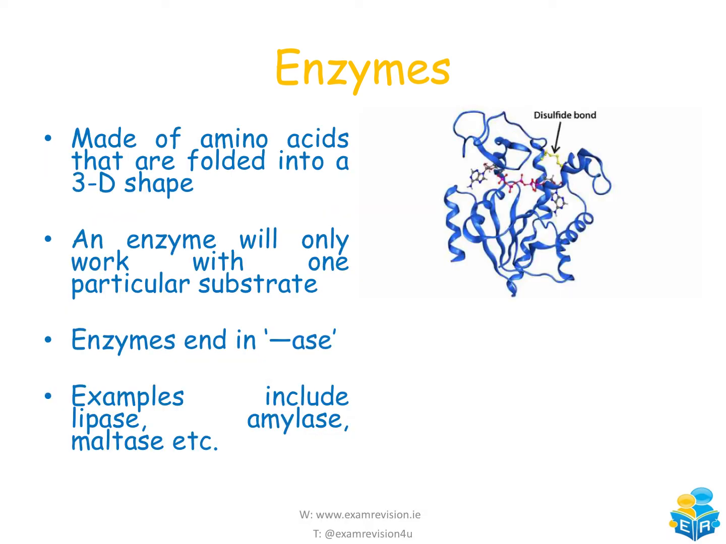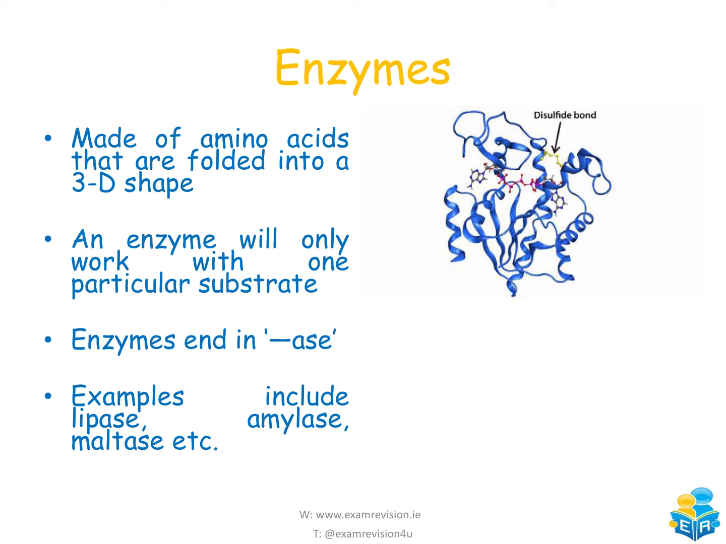Now our enzymes, they're made up of amino acids. We know that because enzymes are protein in nature. Amino acids are the building blocks of proteins, and they're folded into a 3D shape. So we've already mentioned this, but an enzyme will only work with one particular substrate. And normally, if you're ever reading scientific articles or experiments, you're normally able to spot which of the chemicals might be an enzyme because they will end in ASE for the most part.